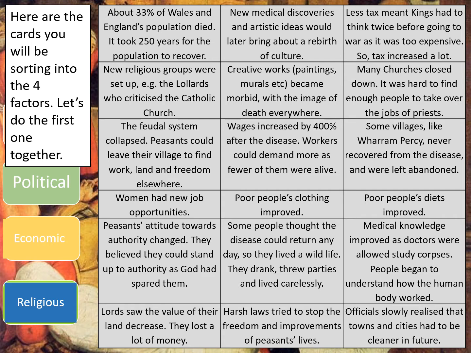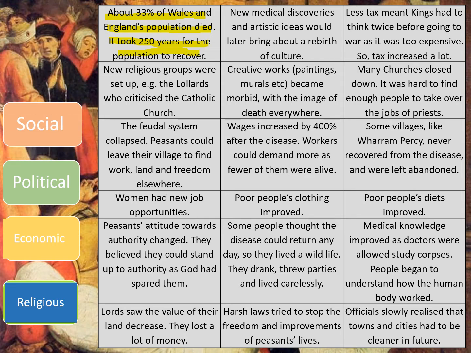Here are the cards you will be sorting into the 4 factors. Let's do the first one together. About 33% of Wales and England's population died. It took 250 years for the population to recover. Does this show a social, political, economic or religious factor?